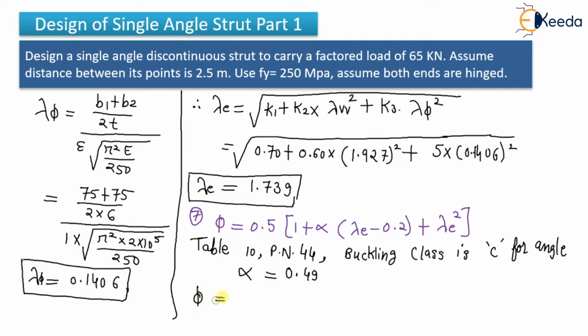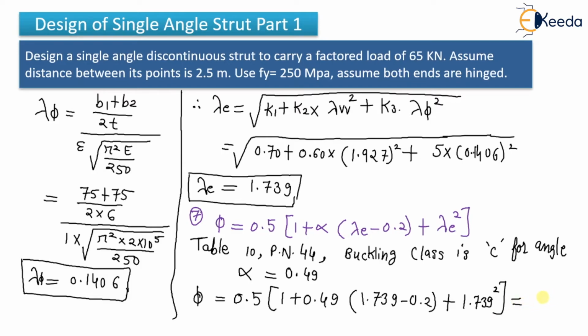So my phi value will be 0.5 in a bracket 1 plus 0.49 in a bracket lambda E, which is calculated here, 1.739 minus 0.2 bracket close plus again 1.739 square. After the calculations, the value of phi is 2.389. If you still get confused about the value of alpha, let me show you the IS code.